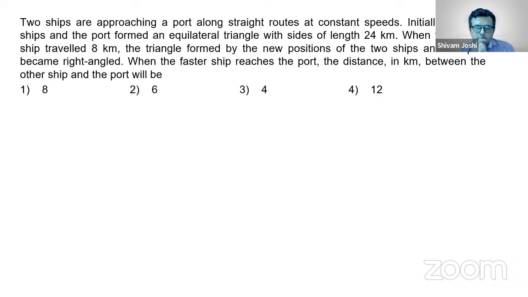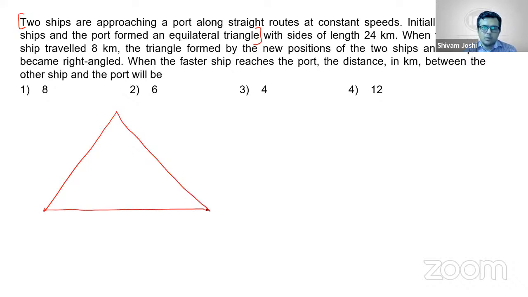Two ships are approaching a port along a straight route at constant speed. Initially, the two ships and the port form an equilateral triangle, right? So I think this is where you can start making the diagram. Two ships and the port make an equilateral triangle.